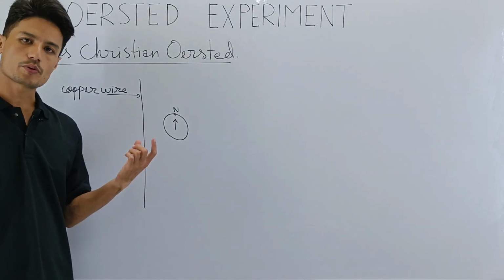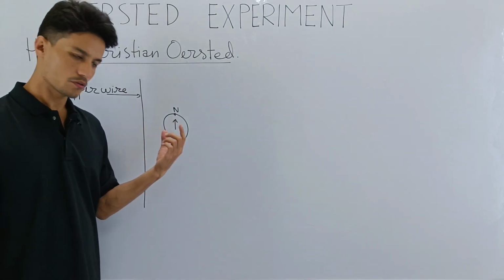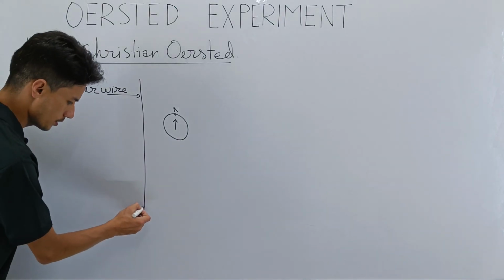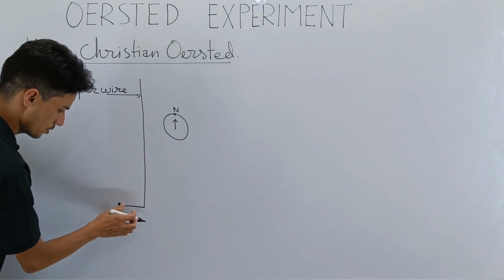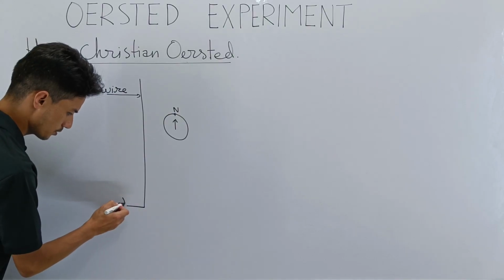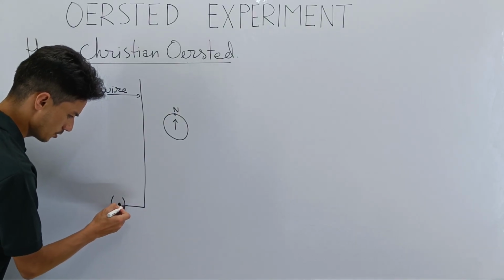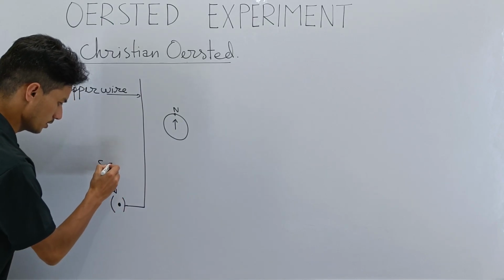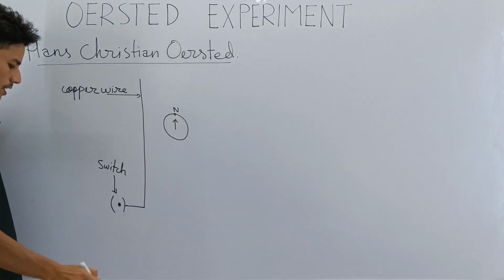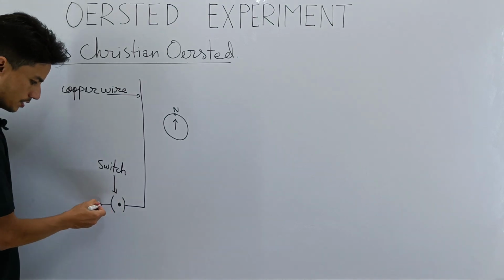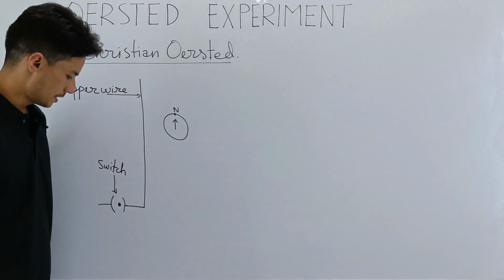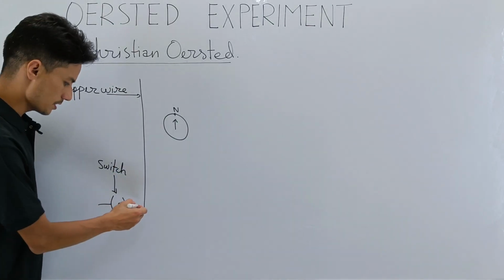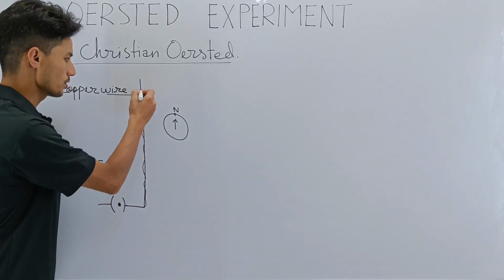Since this experiment required passing of current, he made current pass through the wire. Let me make a switch here. So this is the switch. If the black dot is present, that means the key is inserted, meaning current flow will take place. So the switch is inserted, that means current flow is taking place.